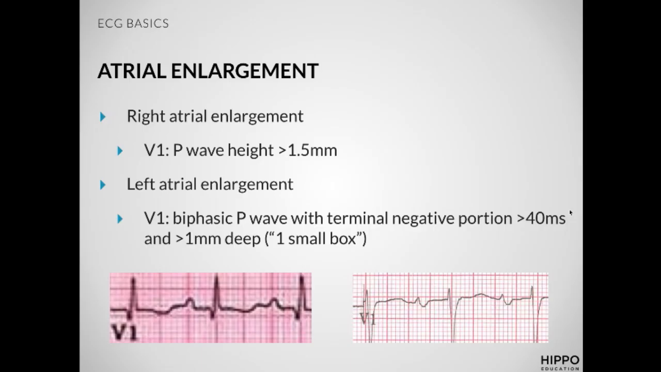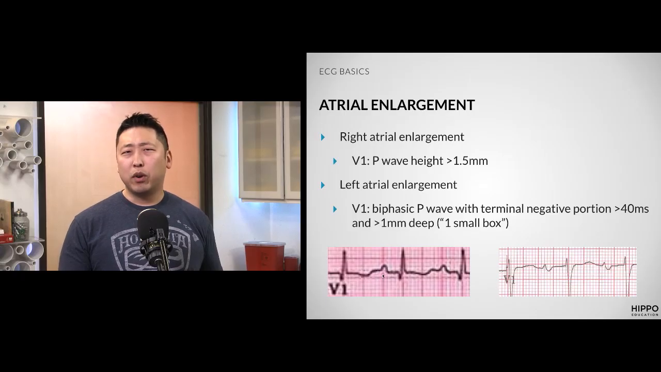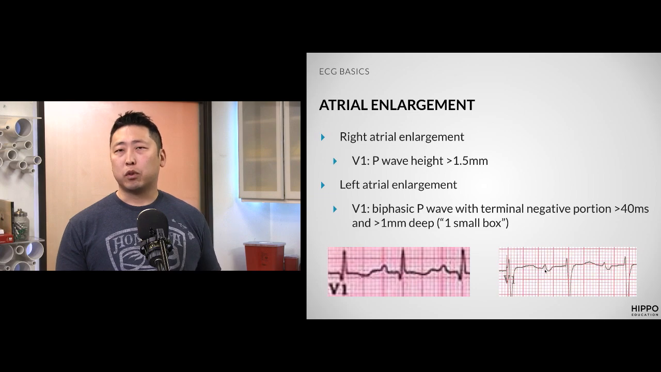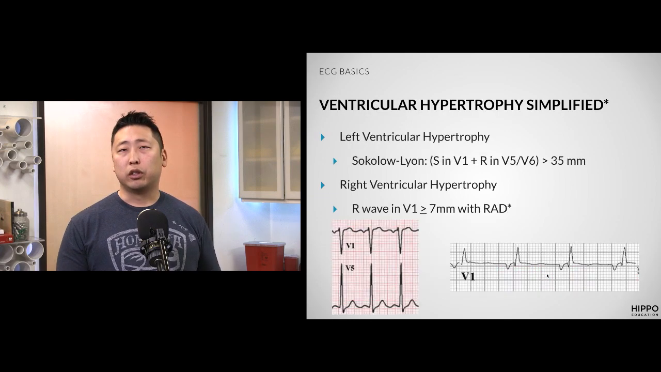As opposed to left atrial enlargement, you're looking from behind now. So in V1, you'll have a biphasic P wave with the terminal negative portion that's greater than one small box. So you can see here on the left, the P wave amplitude in V1 is larger than 1.5, suggestive of a right atrial enlargement, as opposed to V1, again, in this area, it's biphasic, and this negative terminal portion, which reflects the left atrium, is greater than 40 milliseconds in time and greater than 1 millimeter in depth. So that is greater than one small box, suggestive of a left atrial enlargement.